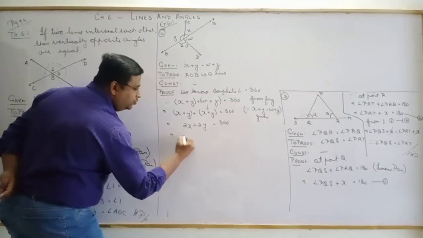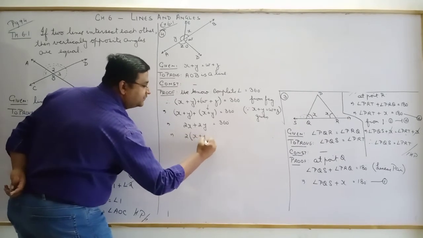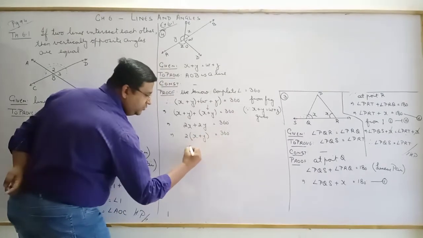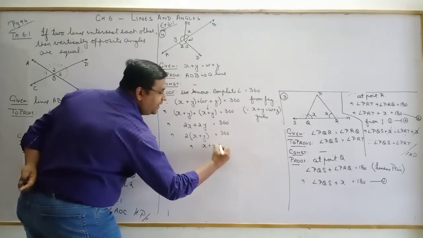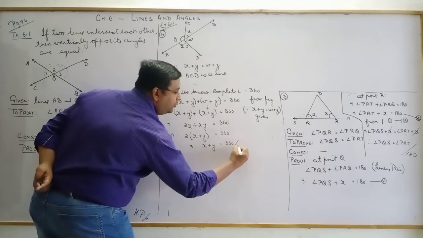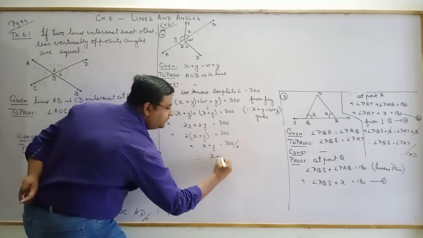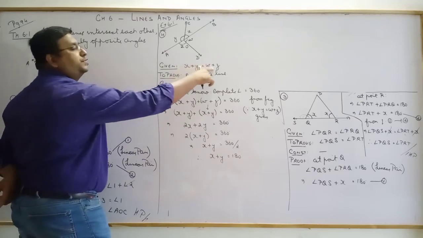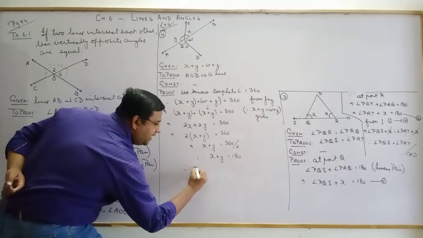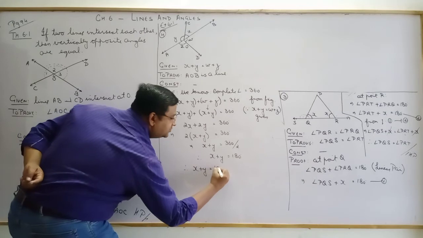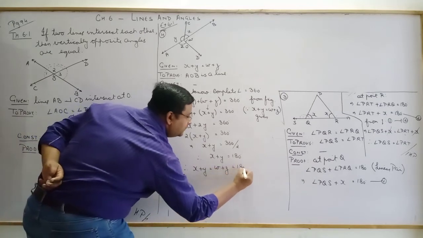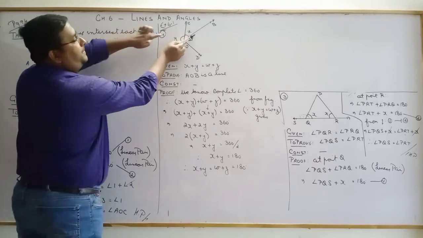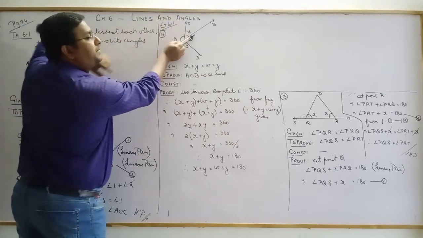What is common? 2. What is left? x plus y is equal to 360. 2 is in multiplication, so it goes in division. x plus y is equal to 360 upon 2. So therefore x plus y is equal to 180. And if x plus y is 180, is w plus z also 180? So therefore x plus y is equal to w plus z is equal to 180. Now check. That means x plus y is how much? 180. That means it is what?